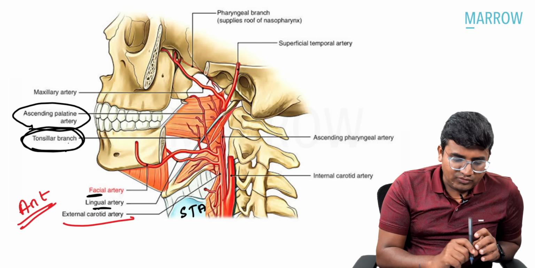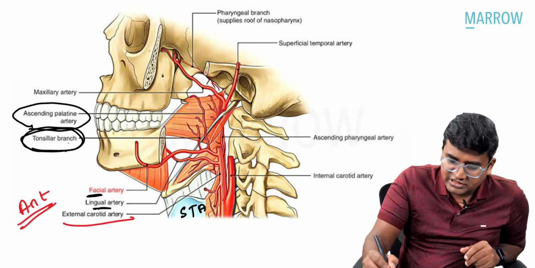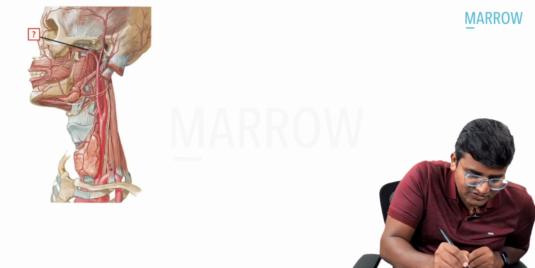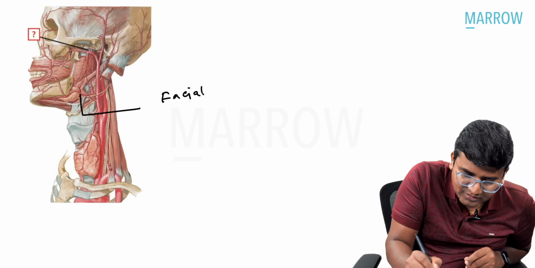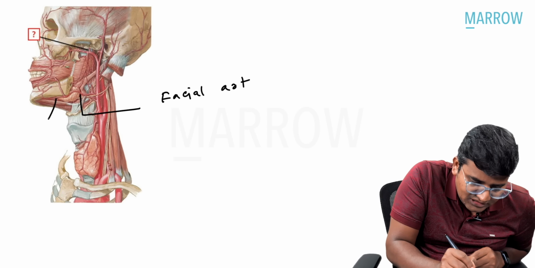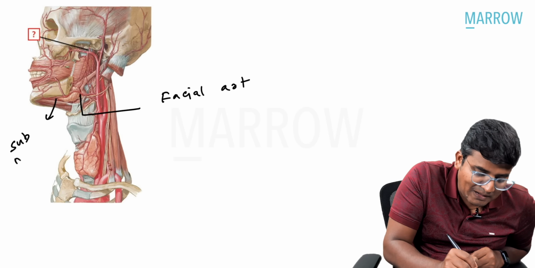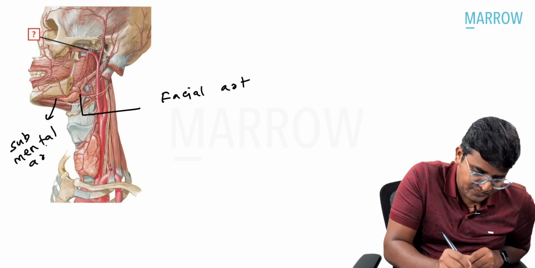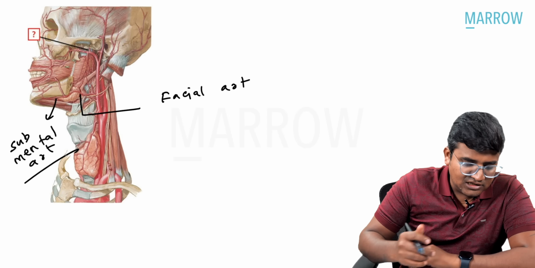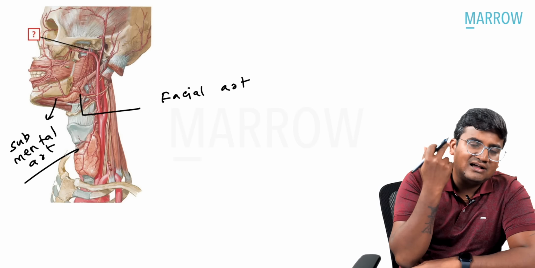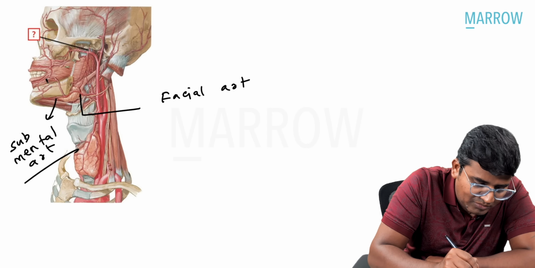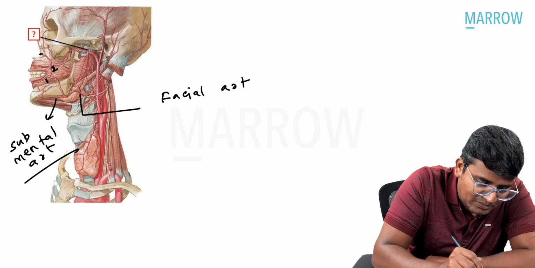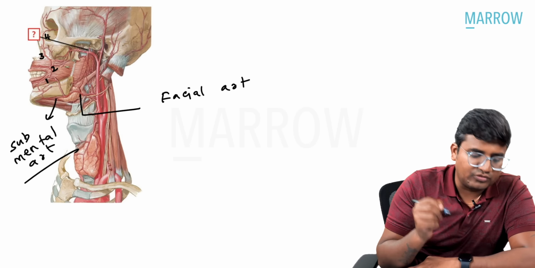Right. Now, the facial artery also gives, see here, this is the facial artery. Now, the facial artery in turn gives this branch, that is our submental artery. Okay? Right. Now, the same facial artery entering the face, having the tortuous course, gives these branches. I am going to mark this as number 1, this is number 2, this is number 3 and this is number 4.